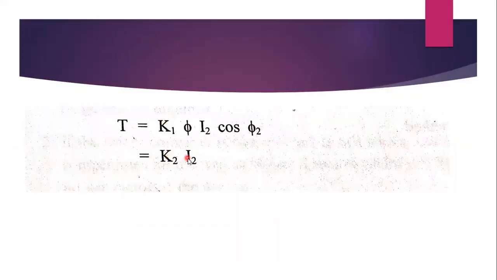Understood? So the rotor current I2 is also constant. This is called constant torque operation. The supply voltage is constant, that's why flux is constant, and also the rotor power factor cos phi 2 is constant, maybe unity. Generally this K1 flux cos phi 2 is constant, and torque is equal to K2 into I2. Generally the rotor circuit resistance is also constant. This is called constant torque operation.